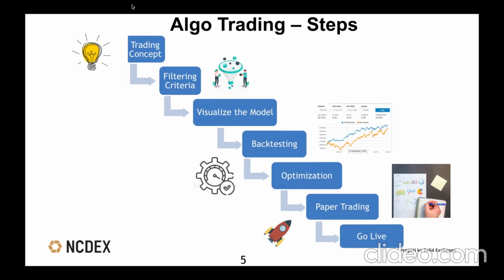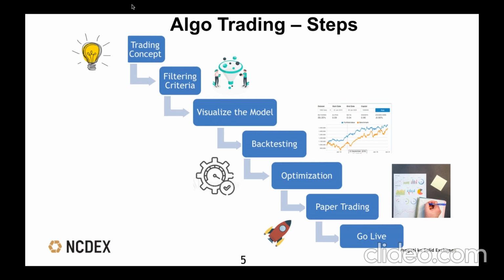Another thing is filtering criteria. That trading concept may not be applicable for each and every segment. So we need to find out which particular segment, like equity or commodity or forex, it should be applicable to. Or even if it is, let us say, equity, then in equity, what kind of script it will be applicable to, in which particular sector it will be applicable. We need to define those things. So filtering criteria is very much important.